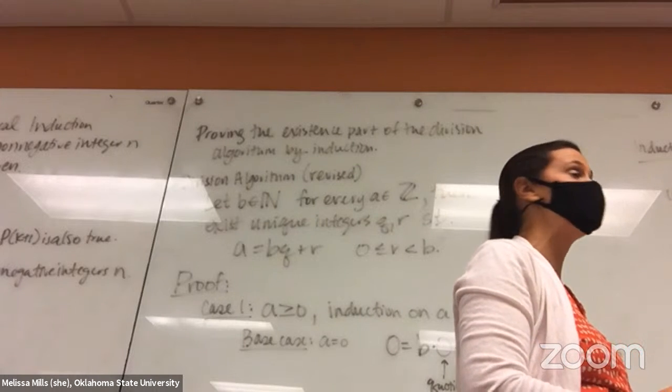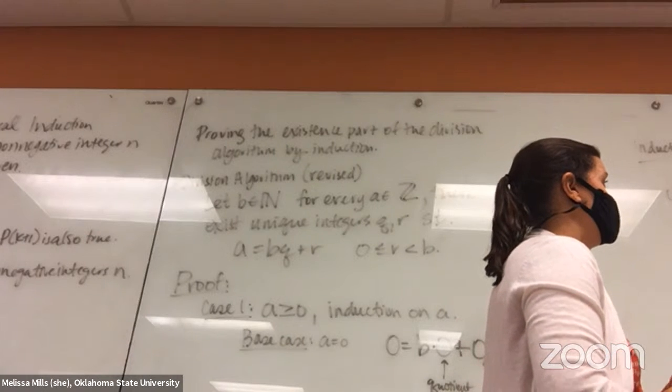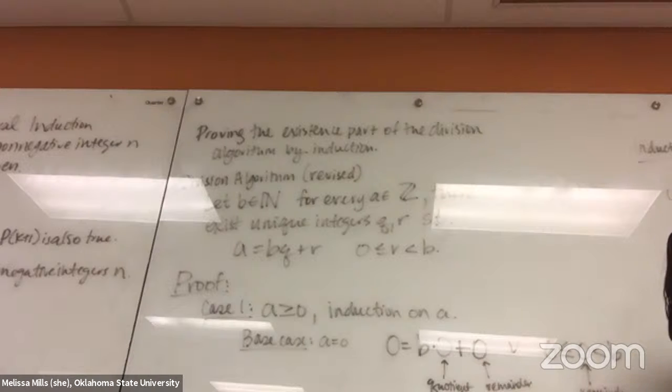So we have some cases. What's one case? Well, if R plus 1 is small enough, we're done, right? So if 0 is less than or equal to R plus 1, which is less than B, then we're done, right? Then the quotient is Q and the remainder is R plus 1.